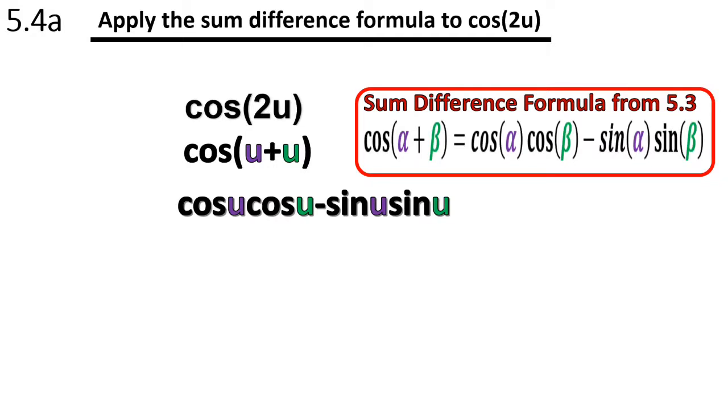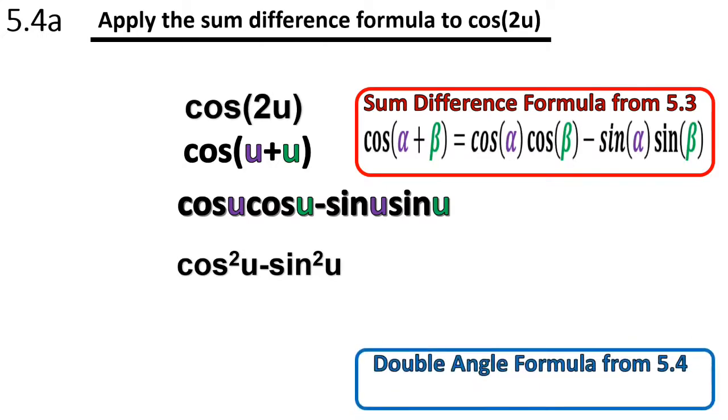Next, we will simplify by replacing cosine of u multiplied by cosine of u with cosine squared of u, and sine u multiplied by sine u with sine squared of u. What we have found is one of the double angle formulas for cosine. There are three double angle formulas for cosine.